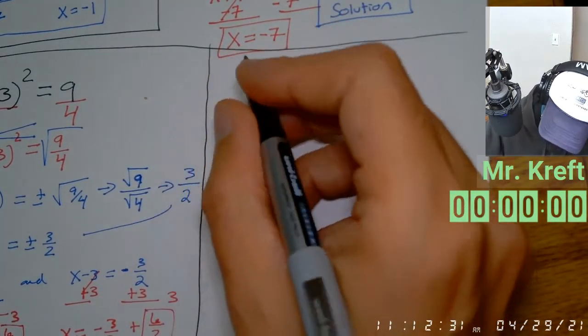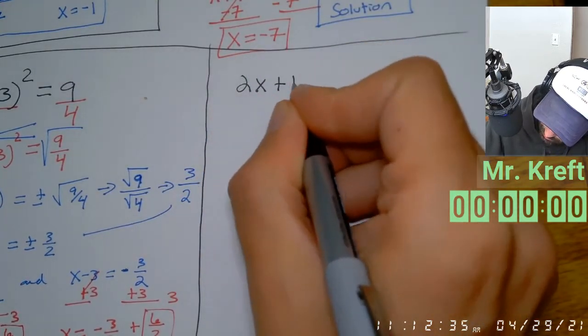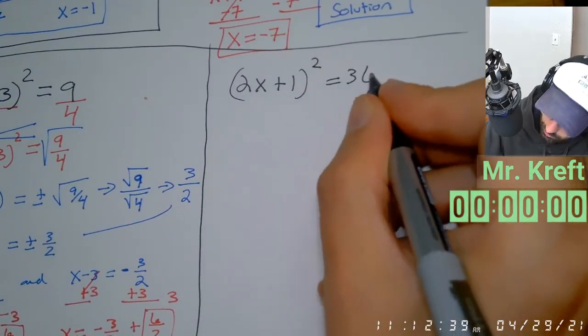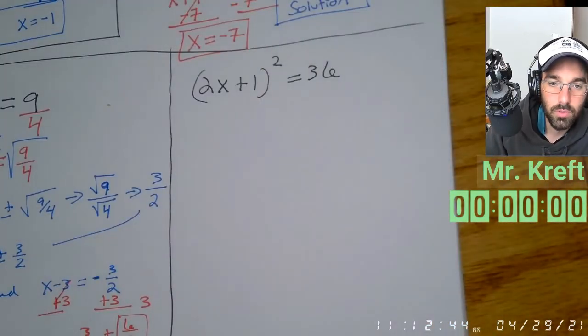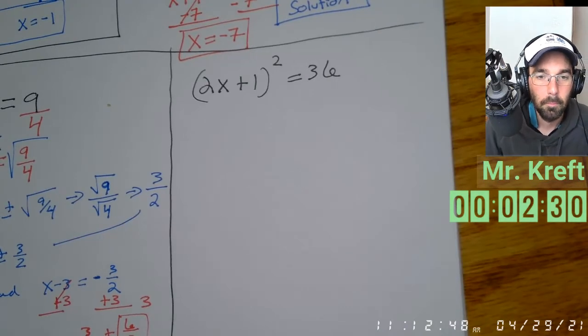Okay, let's try this next one. The quantity of 2x plus 1 squared equals 36. And we will do, let's do 2 minutes and 30 seconds on this.